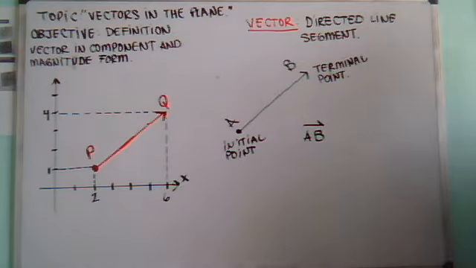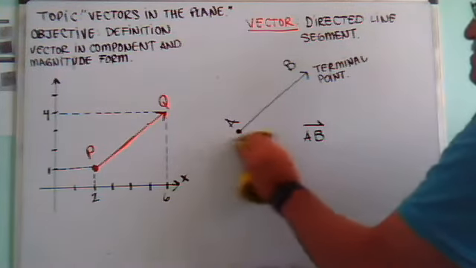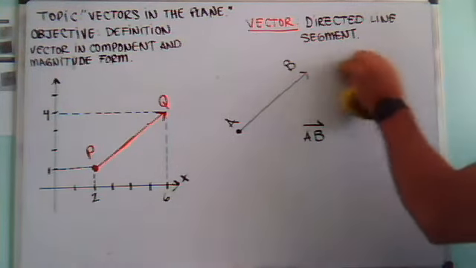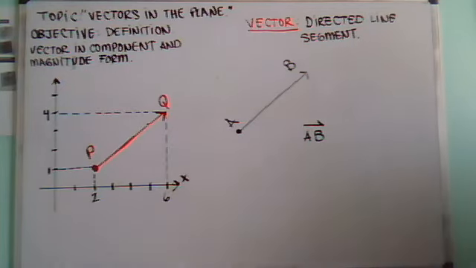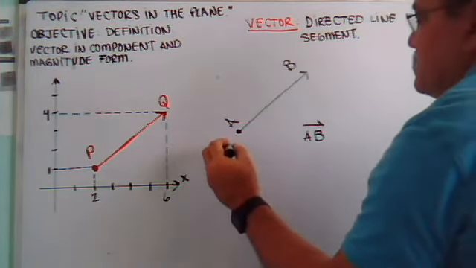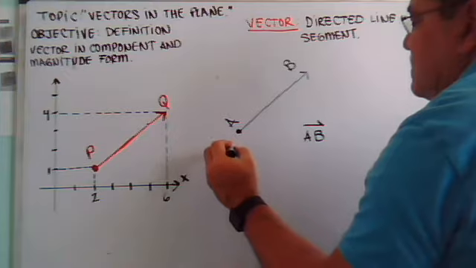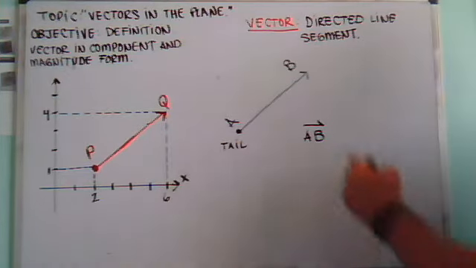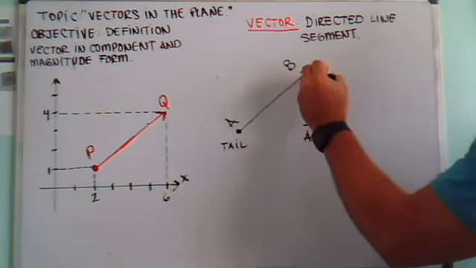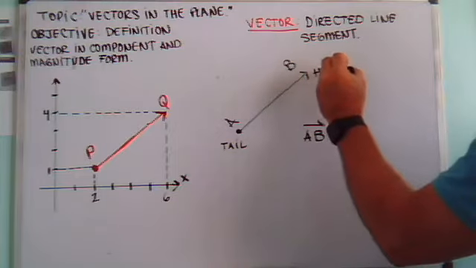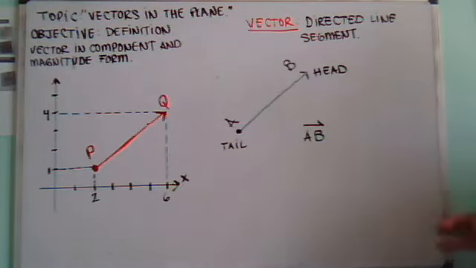Another name for the initial point and the terminal point is that A is going to be the tail of that vector, and B is the head of the vector. So the vector is heading in that direction. That is the head of the vector.